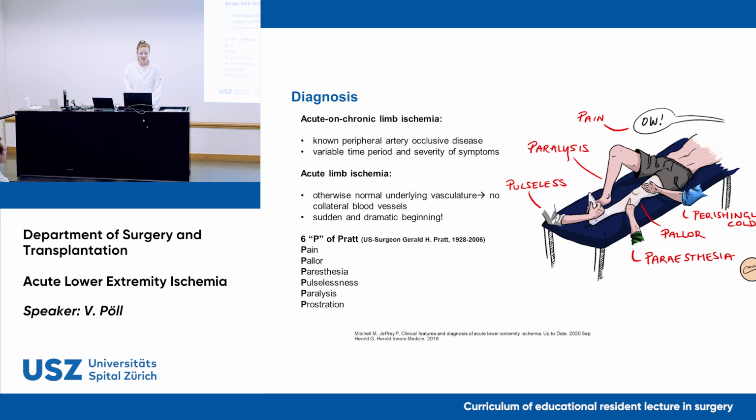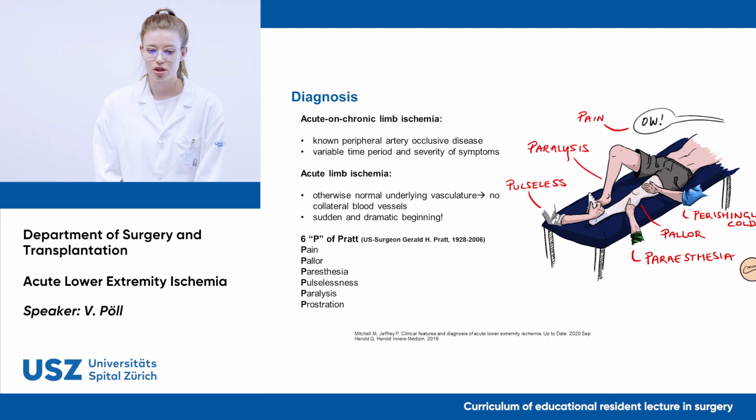The sequence of these 6 Ps is intentional. It always starts with pain, pallor, then paresthesia, pulselessness, and paralysis follow. And if it's not treated in earlier stages, it would result in prostration, a shock symptomatic.